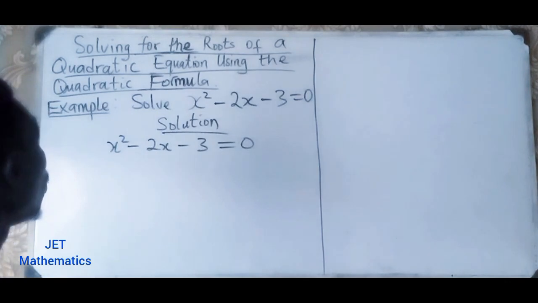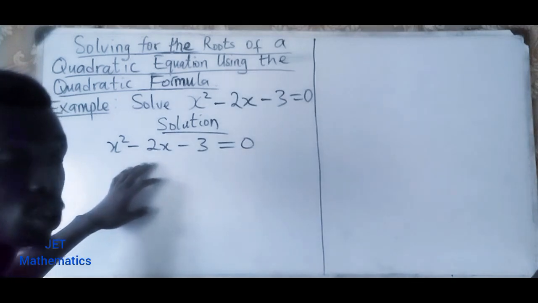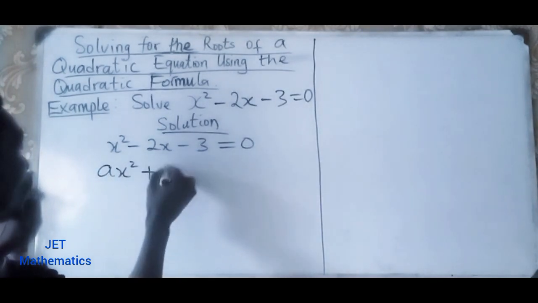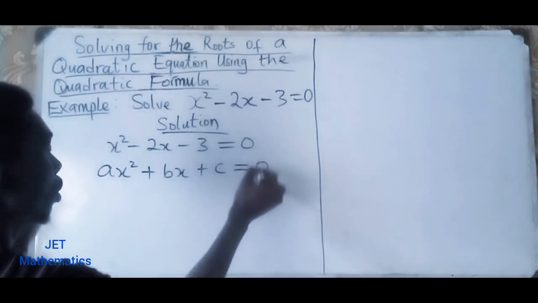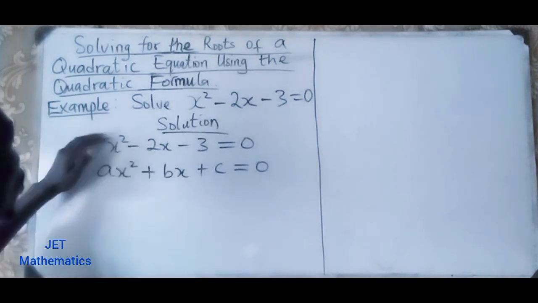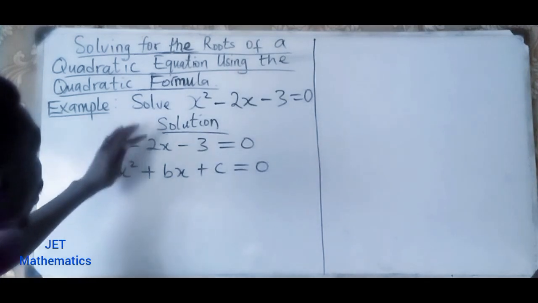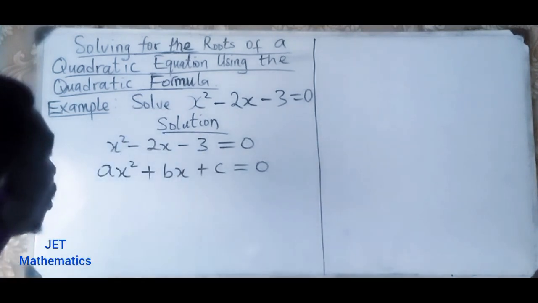What we'll do is compare this equation with the general form of the quadratic equation. We know the general form already is ax squared plus bx plus c equals 0. So when we compare this general form with the equation we have here, we compare the coefficients that represent a, b and c.